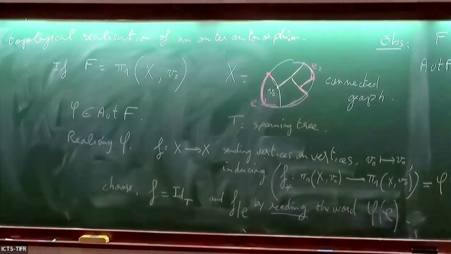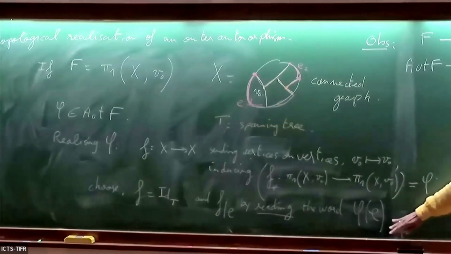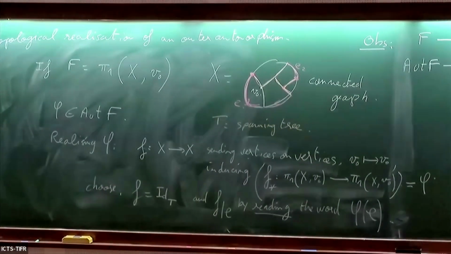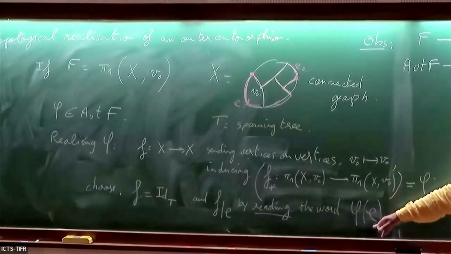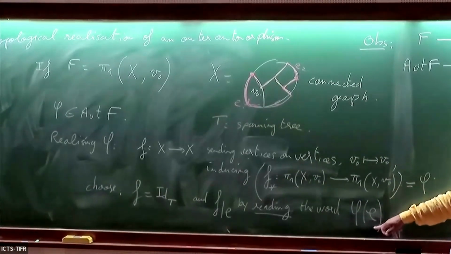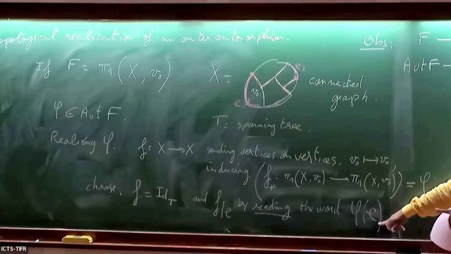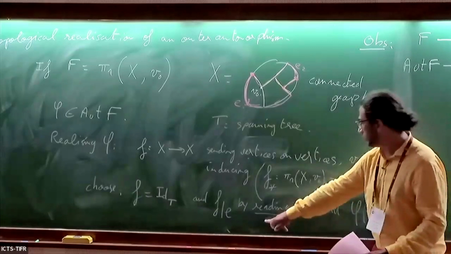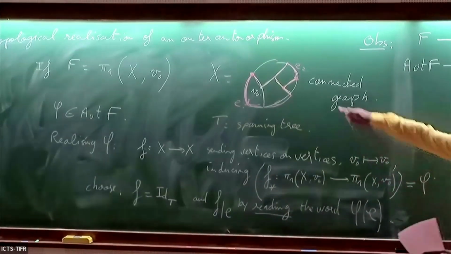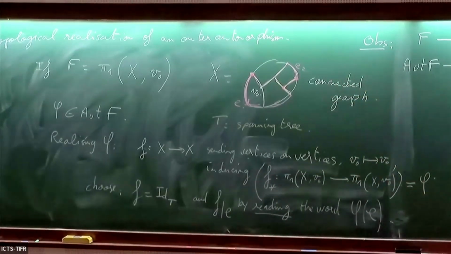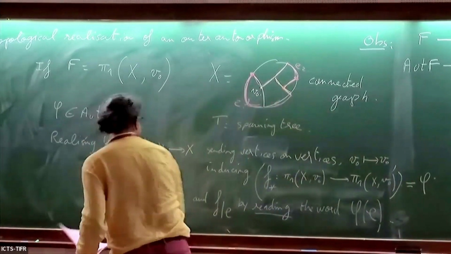So there is a lot of abuse of language in this sentence, but I will not fix that. By reading the word phi of E, where E is an edge, you have to identify it with a basis element, send it to the word with other basis elements, reading this word and translating it into the path by the rule I sketched. Okay. It's a map.